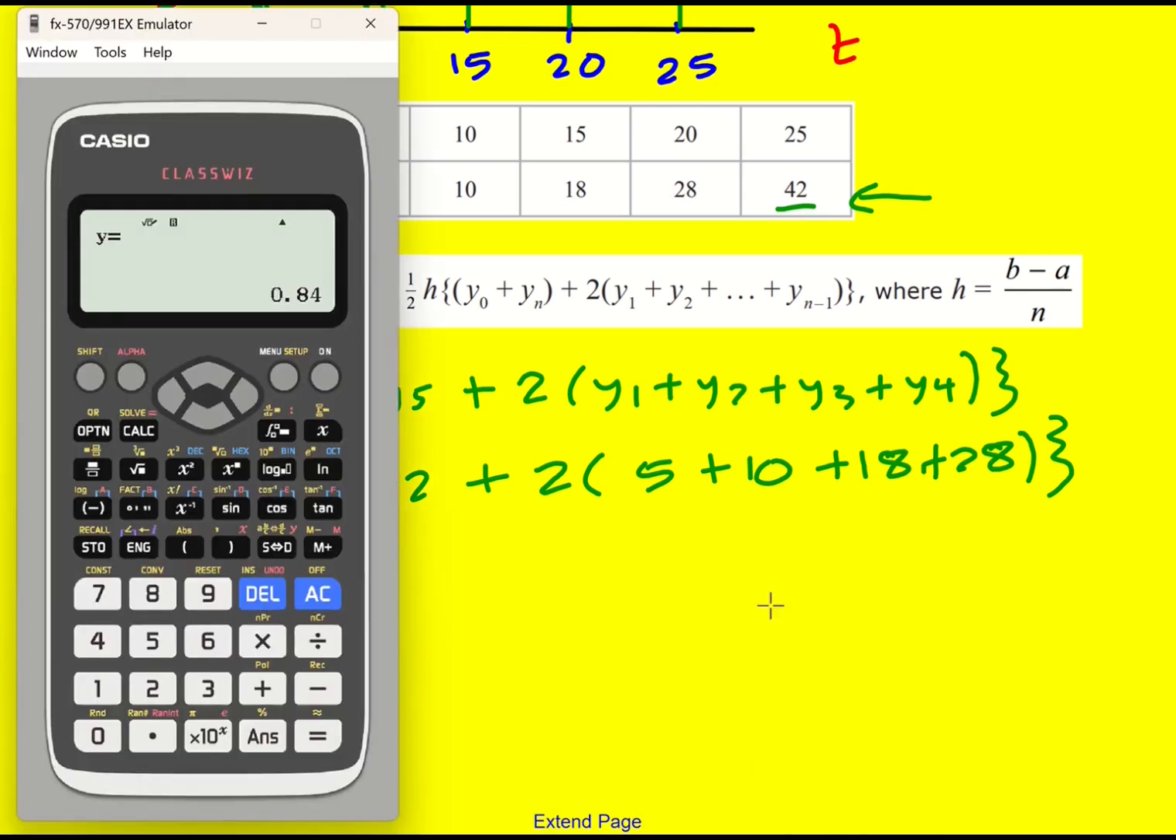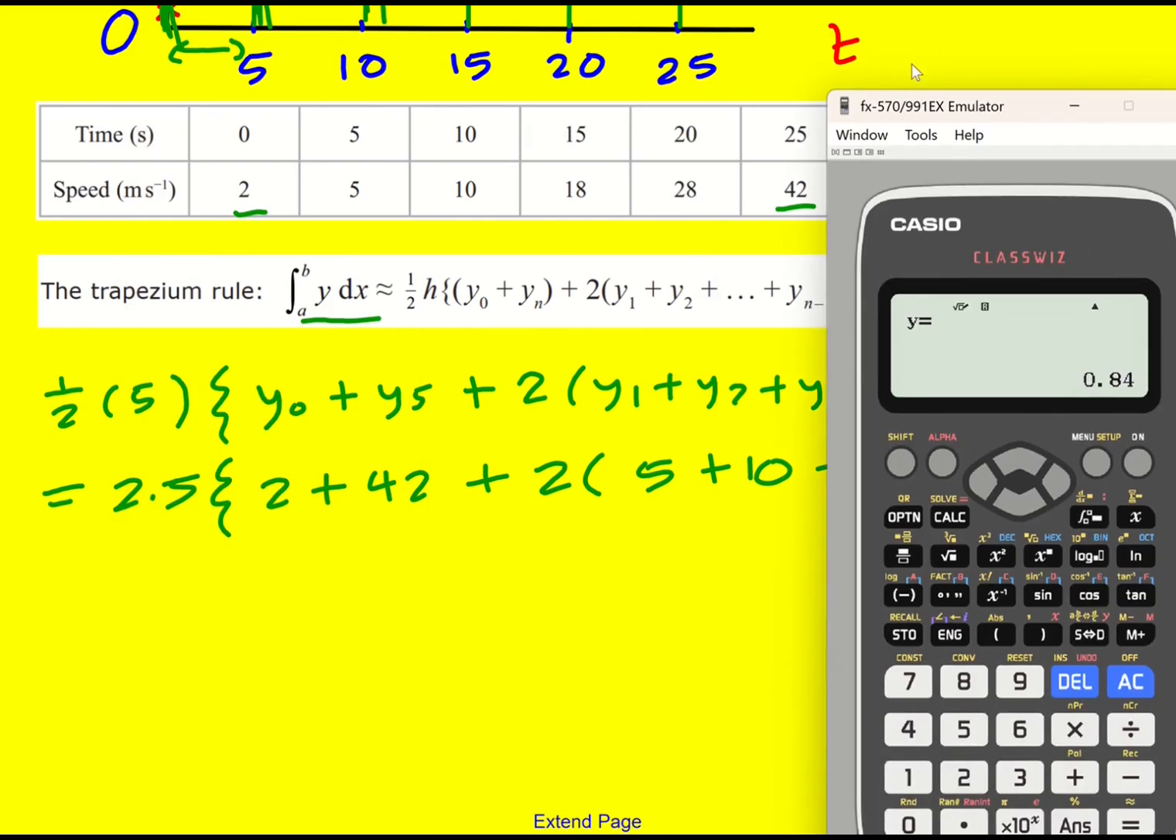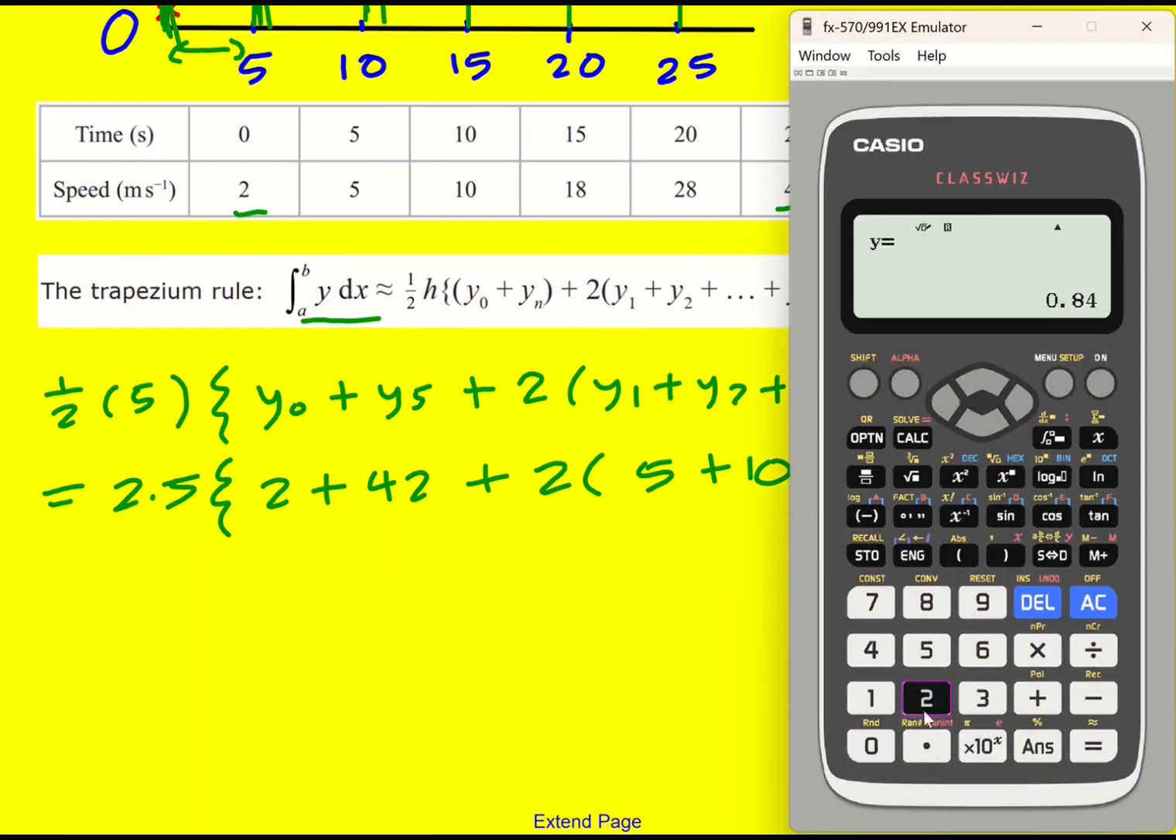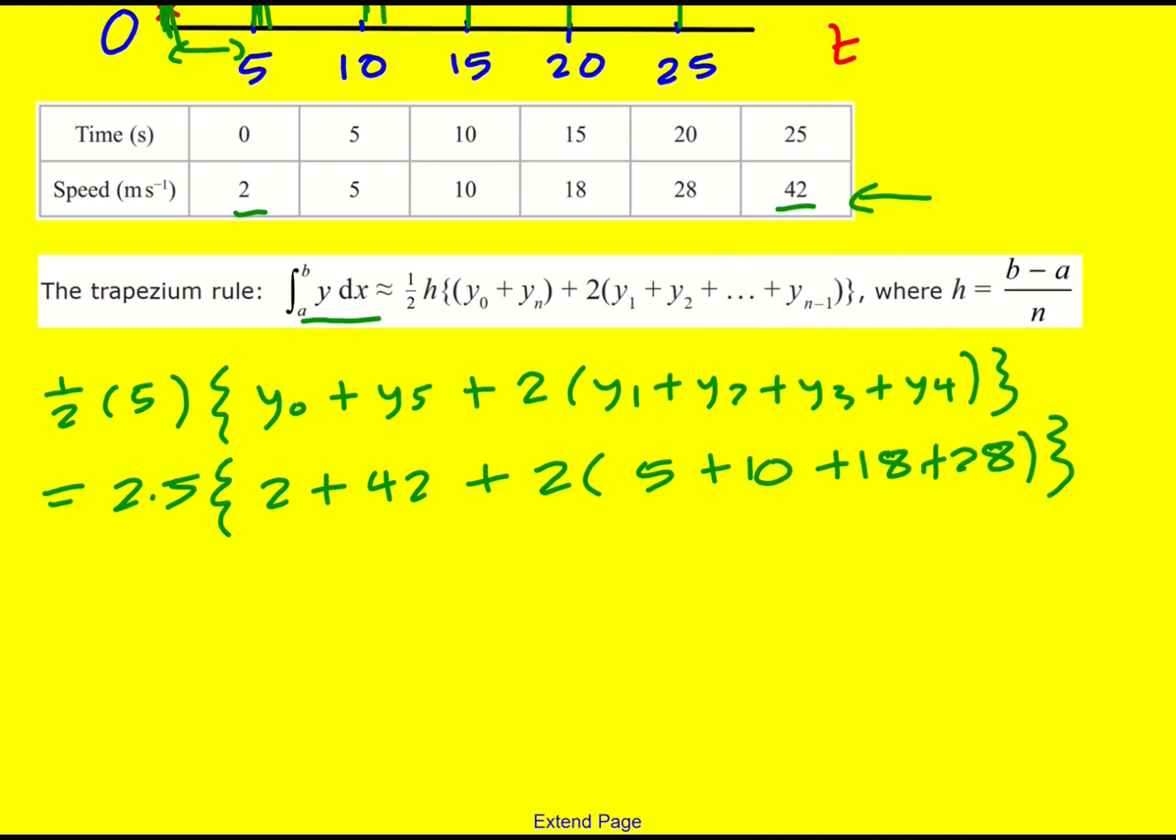So it's quite subtle, and often questions just say use the trapezium rule. You've got to realize to do it here. Okay, 2.5 multiplied by 2 plus 42 plus 2 times the rest. 10 plus 18 plus 28. I just realized I forgot the 5. Okay, close bracket there, close bracket again, gives us an answer of 415. That is our estimate for the length of the runway.